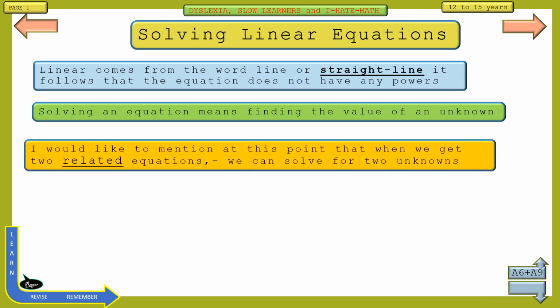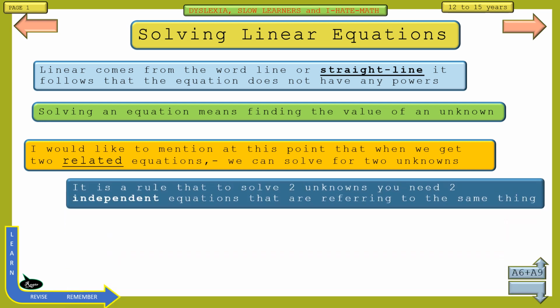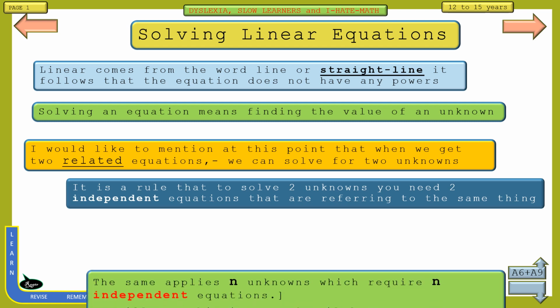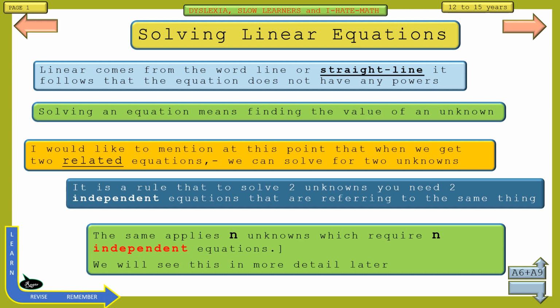I would like to mention at this point that when we get two related equations, we can solve for two unknowns. It is a rule that to solve two unknowns you need two independent equations that are referring to the same thing. Same applies to n unknowns, which require n independent equations. We will see this in more detail later.